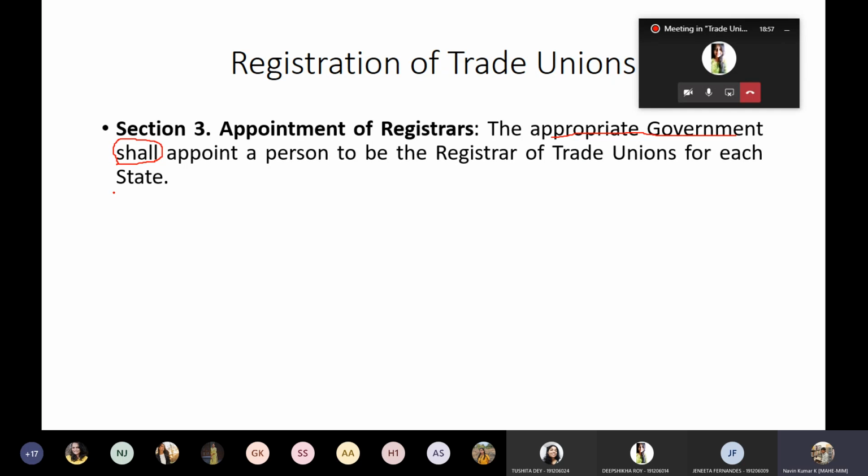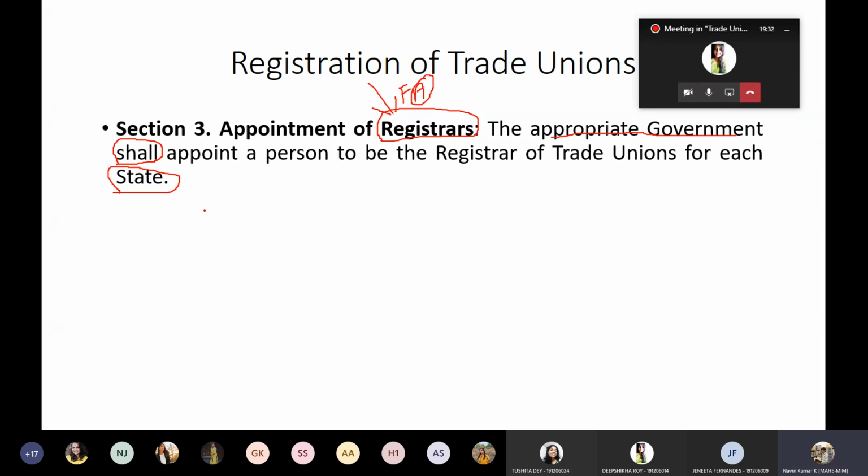For each state, there will be one registrar, appointment of registrar, because registration of the trade union will happen only through registrar. You can register your union only by applying an application in form number A before the registrar. So who must appoint the registrar? So appropriate government shall appoint, not may appoint, shall appoint one person to be the registrar for each state. One state there will be one registrar.